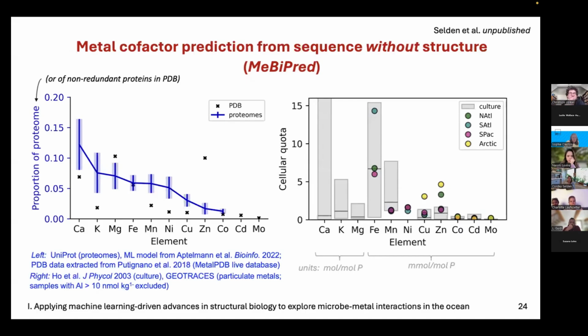Before we begin to look at ocean samples, it's prudent to begin by examining well-characterized proteomes, things we know. On the left, we're looking at MeBe-Pred predictions for a range of high-quality proteomes available on Uniprot for upper ocean organisms. On the right, we're looking at culturing and field data showing metal abundance in phytoplankton and a surface particulate pool normalized to phosphorus. Now, we can see significant variability among our marine microbes. The bars here indicate standard deviation among a couple dozen different high-quality proteomes that I pulled.